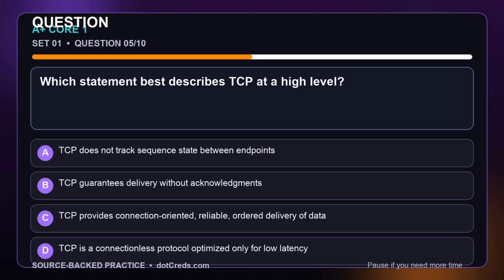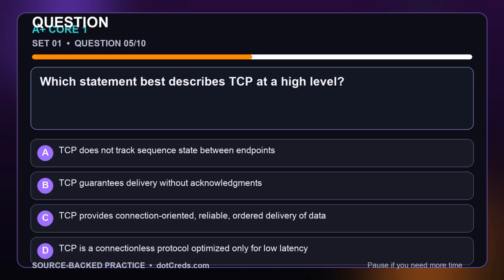Question 5. Which statement best describes TCP at a high level? A. TCP does not track sequence state between endpoints. B. TCP guarantees delivery without acknowledgements. C. TCP provides connection-oriented, reliable, ordered delivery of data. D. TCP is a connectionless protocol optimized only for low latency.